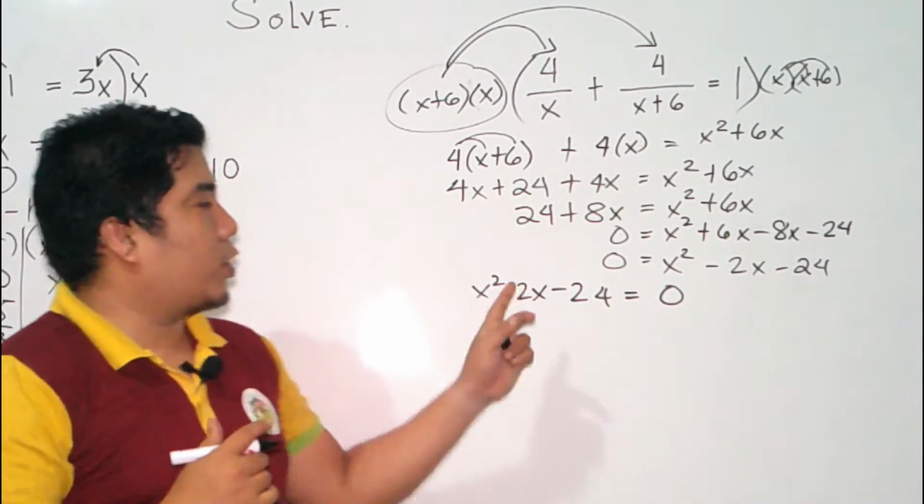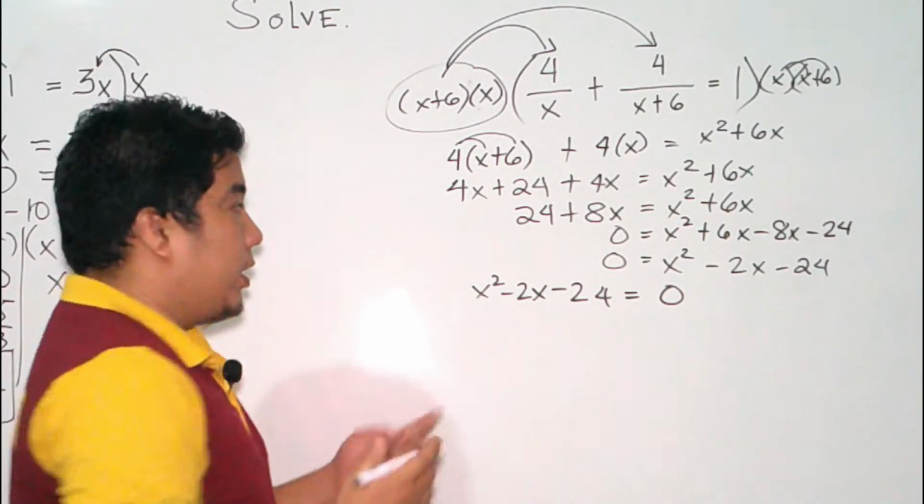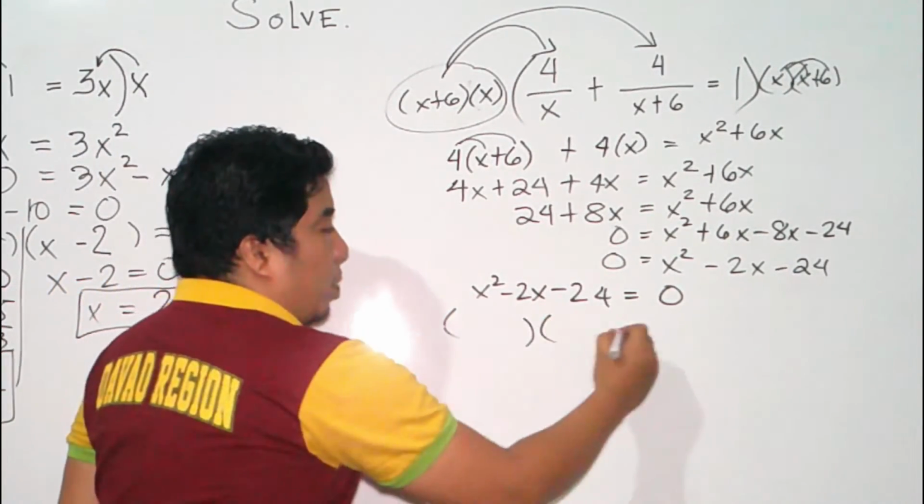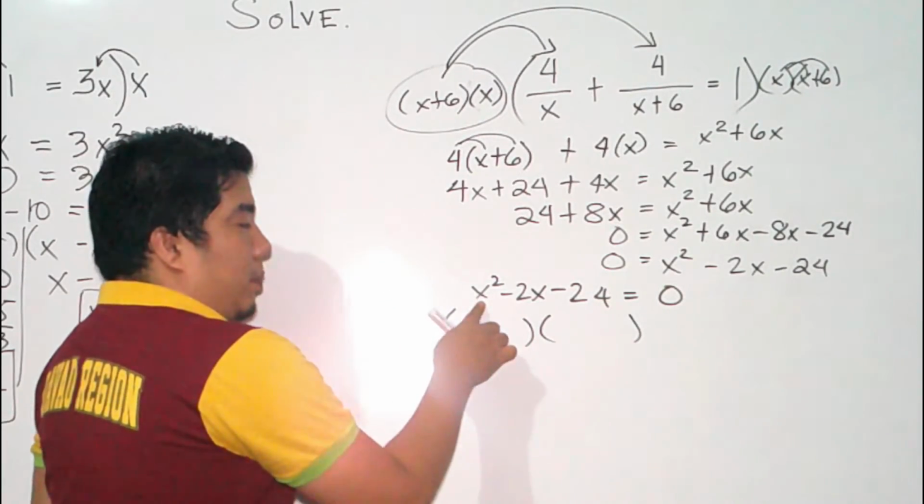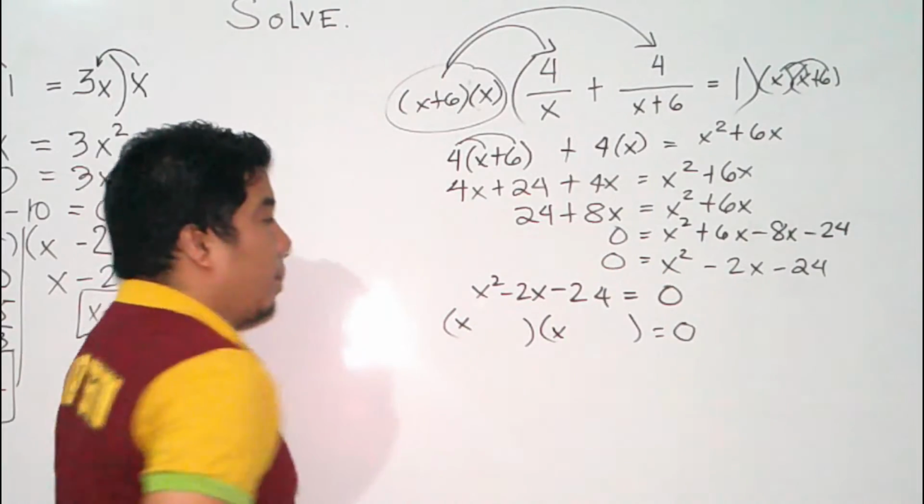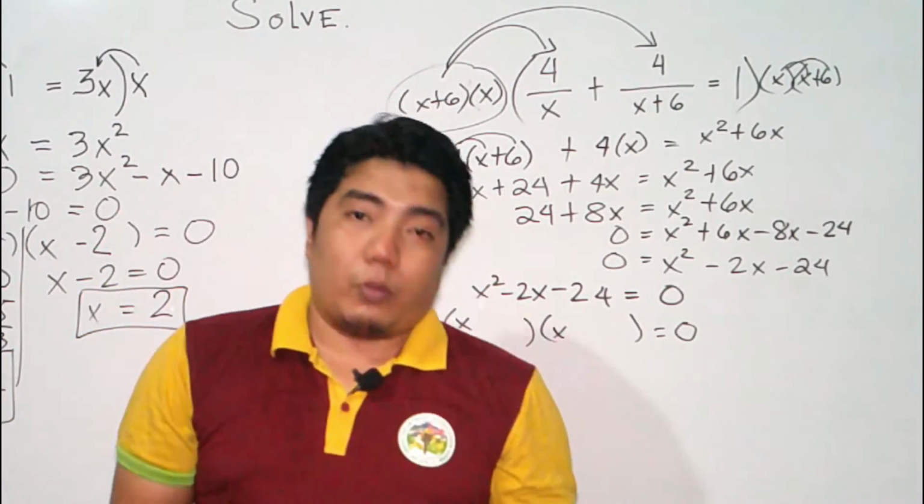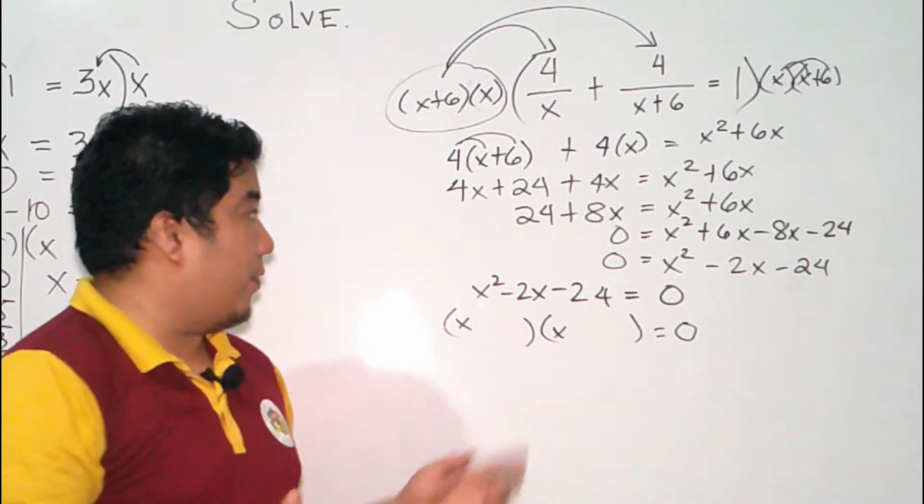Okay, so we have x squared minus 2x minus 24 is equal to 0. Now this is very easy when we use factoring because our quadratic term is just x squared, so we can just put x here. Okay, that is equated to 0. Then we factor negative 24 such that when added together, the answer is negative 2.